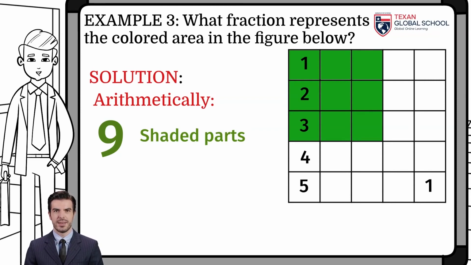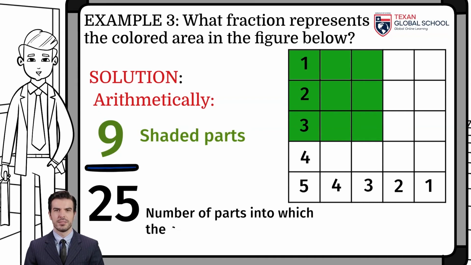If we count vertically, we have 5. Horizontally, we also have 5. So we can multiply 5 times 5, thus having 25 squares. That will be our denominator. Therefore, the fraction is 9 over 25 or 9/25.